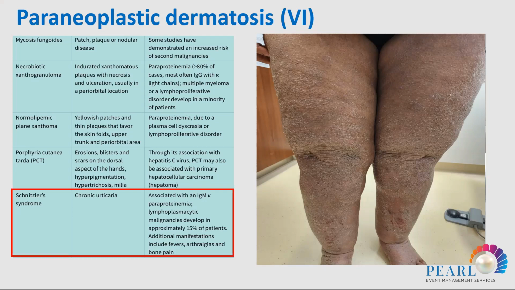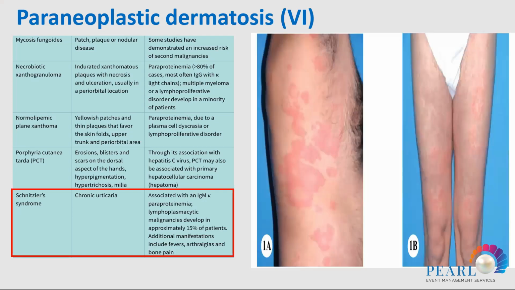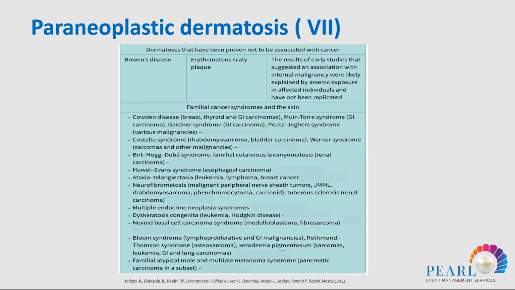And of course, with regards to Schnitzler syndrome, patients may have chronic urticaria, they can have fevers, arthralgia, and bone pain. Yes, this could be associated with a paraproteinemia, so we need to take that into consideration, especially when you're seeing patients with chronic urticaria and other symptoms of fever and bone pain.